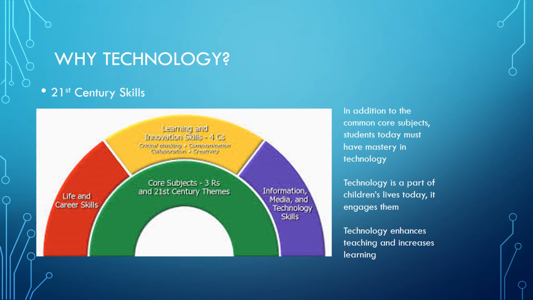Why is technology important? Well, as you can see from the graph below, technology is an essential part of the 21st century skills we need to develop in our students. In addition to the Common Core subjects, students today must have mastery in technology. And the technology falls under the category of information, media, and technology skills. Technology is a part of children's lives today. It engages them and keeps them engaged. Technology enhances teaching and increases learning when used appropriately in the classroom.